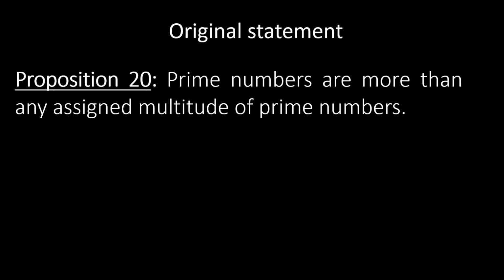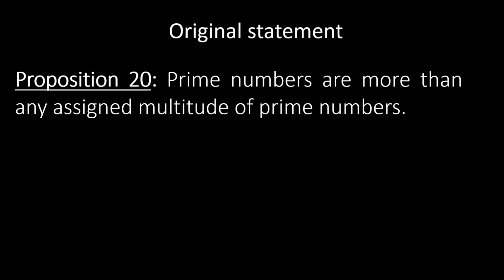So what was the original statement from Euclid's proof? The original statement was proposition 20, and it said that prime numbers are more than any assigned multitude of prime numbers, which basically translates to this. If you have a collection of prime numbers, say you have 10 prime numbers, you can always find an 11th prime number. That's basically what it says.